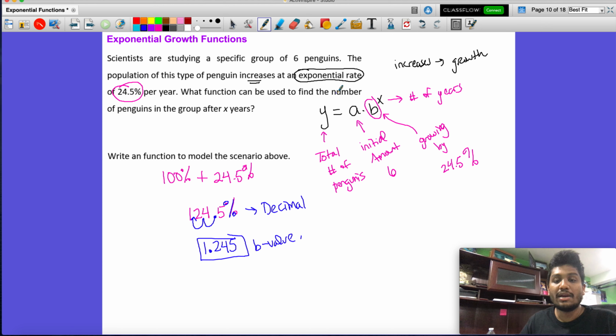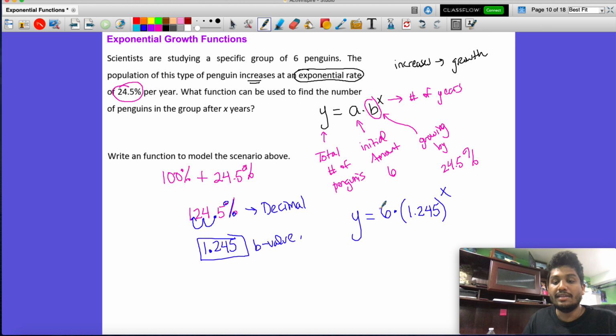Okay, so in our equation, we're going to have y equals A, that's the amount that we start off with, that's our 6 penguins, 6 times, and I'm going to put this in parentheses so that people don't think it's a decimal there. This is 6 times our B value, which is 1.245, raised to the x power.